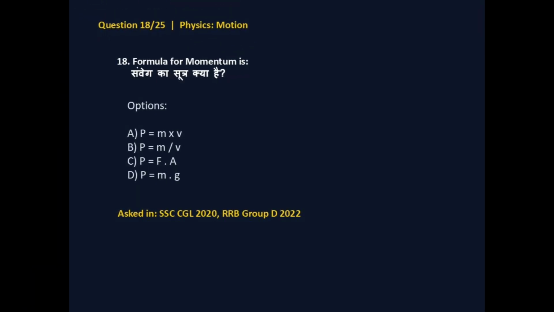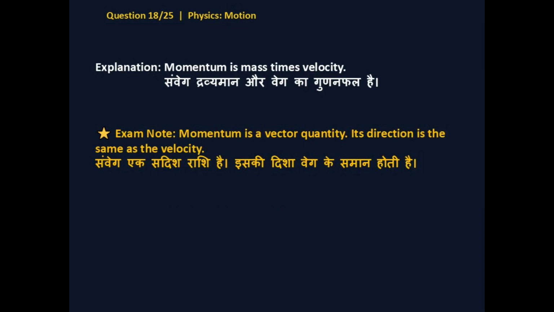Number 18. Formula for momentum is. Correct option is option A. Here P = m times v, because momentum is mass times velocity. Here comes an exam note. Momentum is a vector quantity. Its direction is the same as the velocity.